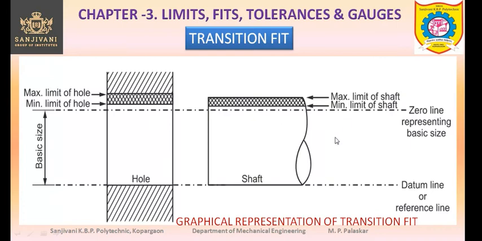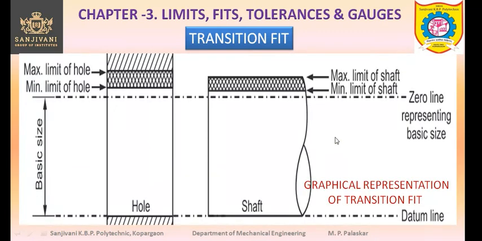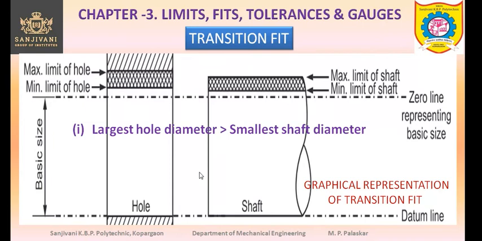Right? So what exactly is the transition fit? That we can see with the help of this enlarged figure. In transition fit we have two conditions. The first condition is largest hole diameter is greater than smallest shaft diameter. So where is the largest hole diameter?